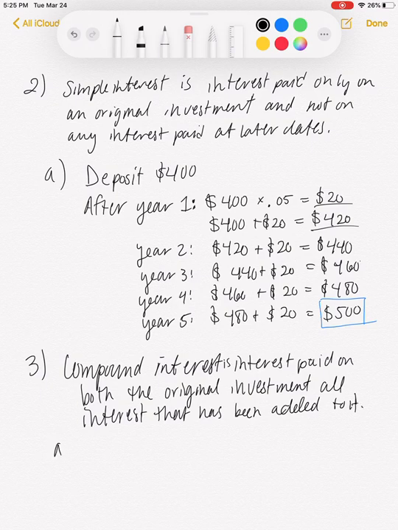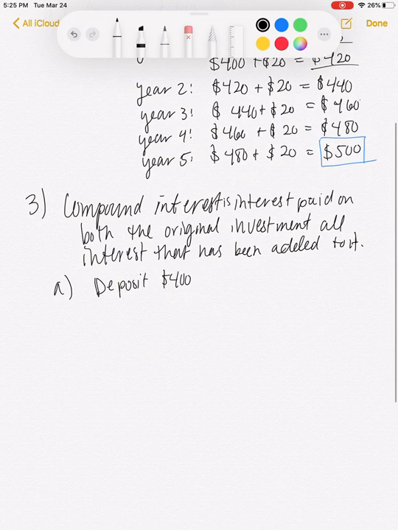So in an example here, we have the same situation where we're depositing $400 into an account with an annual interest rate of 5% APR, annual percentage rate. Now calculate the amount of money you'll have after 5 years, assuming the account earns compound interest. Okay, so when we deposit $400, after year 1, we'll have the same situation as before.